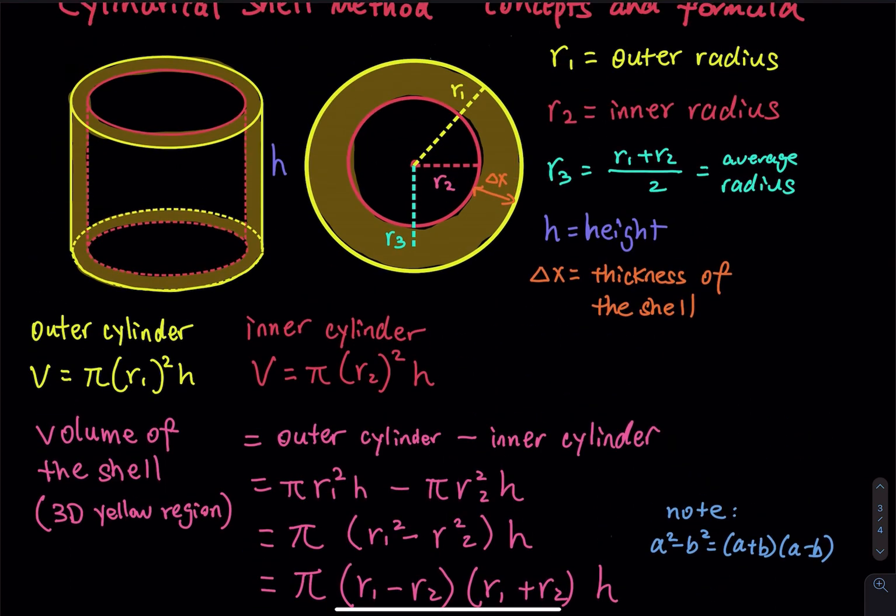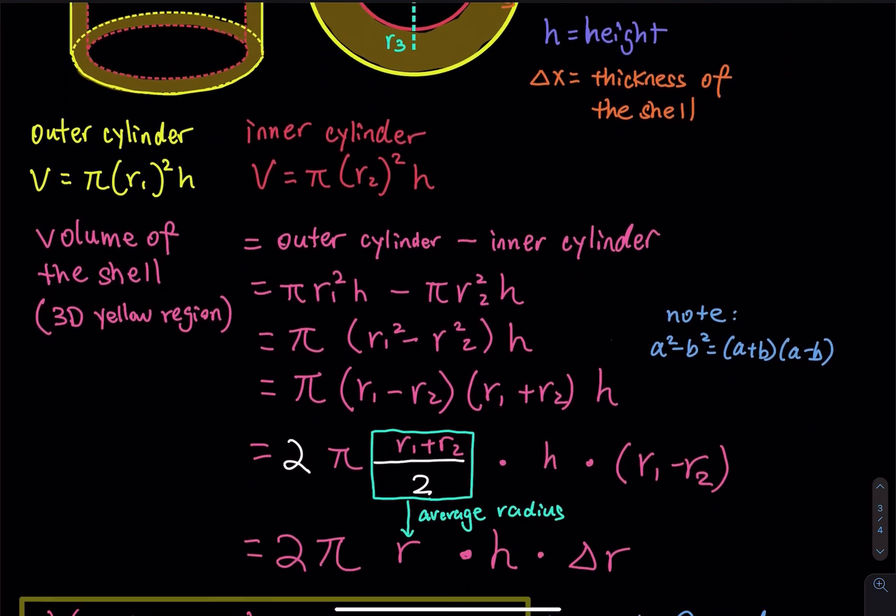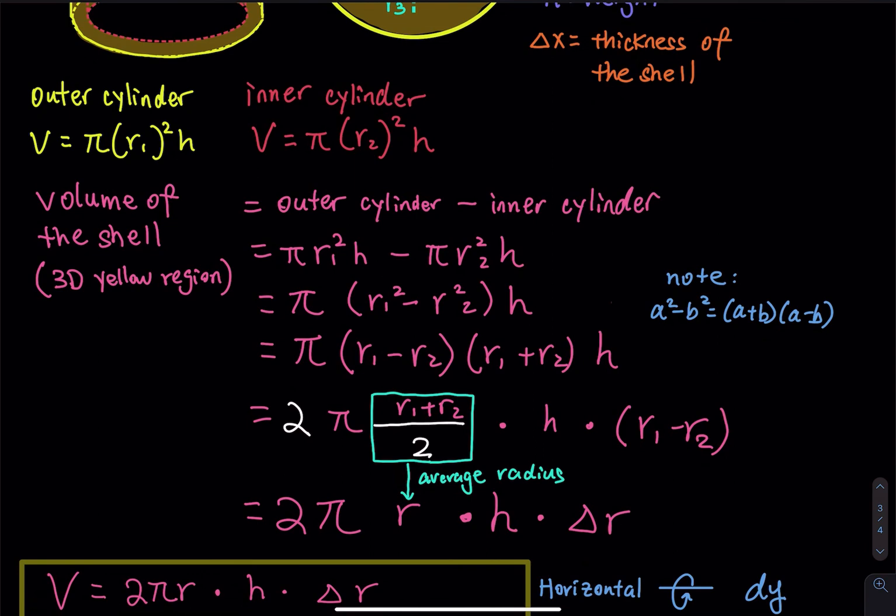Why do we do this? R1 is the longer radius, r2 is the shorter radius. When you subtract them, that is the distance between the yellow circle and the red circle. So that's why we call that delta r. You don't need to call that delta r; you can call it delta x, same thing.